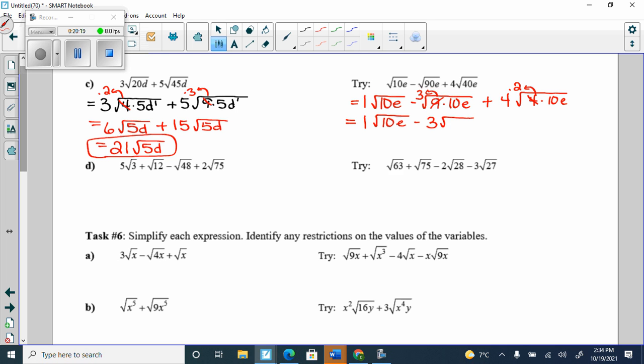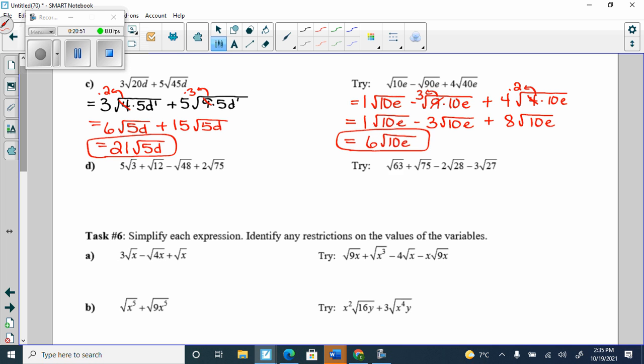minus 3 root 10E plus 8 root 10E. Yeah, you get 1 plus 8 is 9 minus 3 is 6 root 10E. And we put them together because they're all root 10E's. What if 2 were root 10E's and the other one wasn't? Could I do anything? I put the 10E's together and the other one would just have to sit.